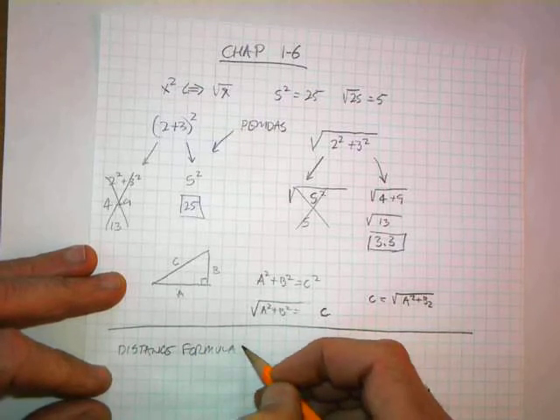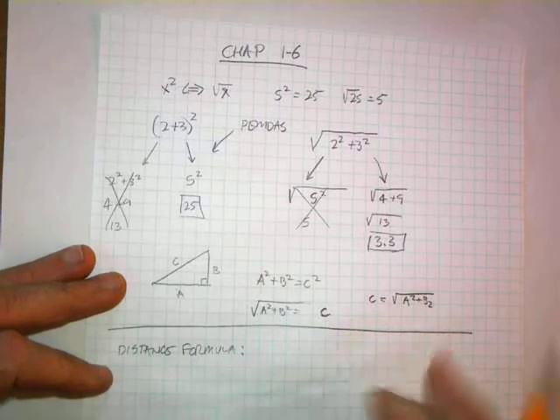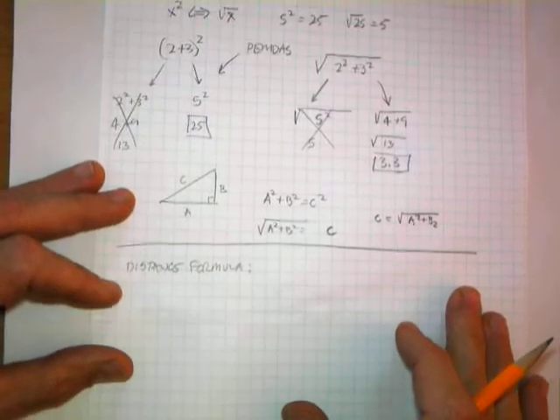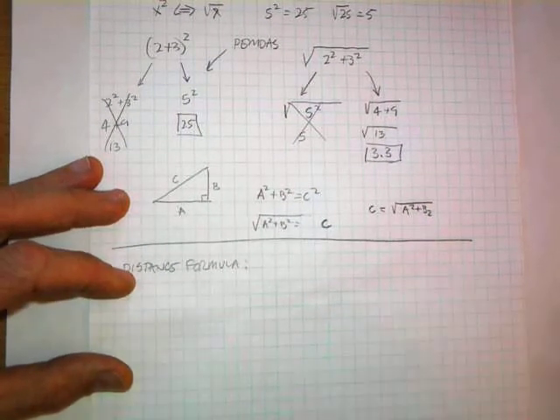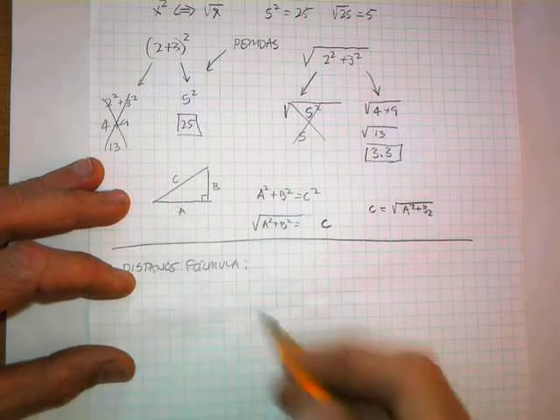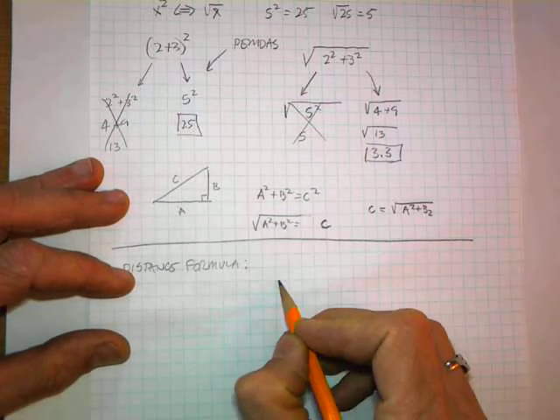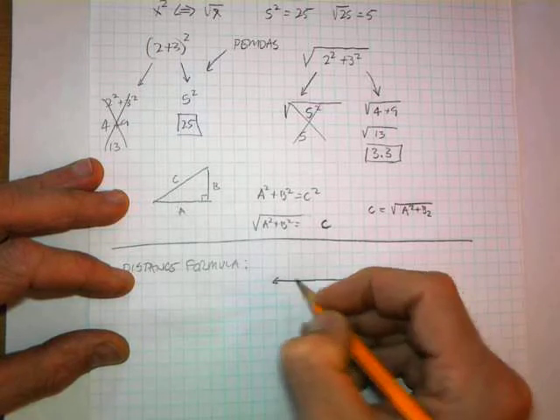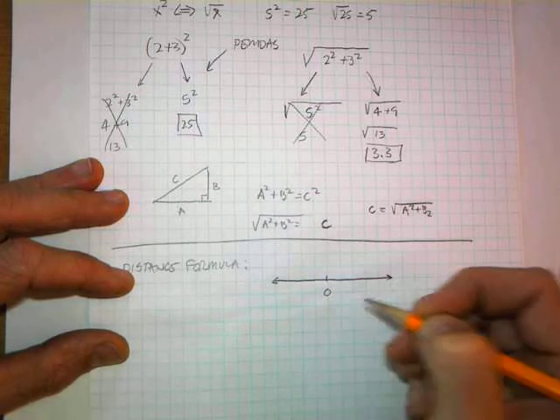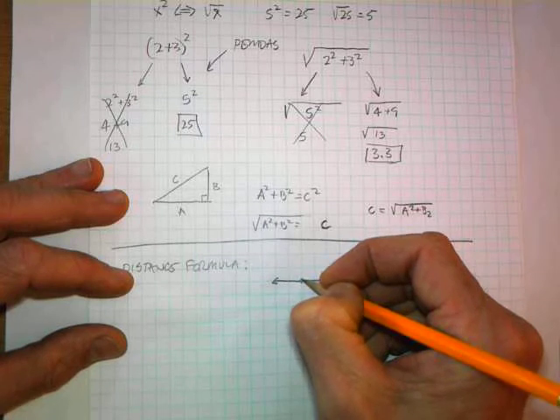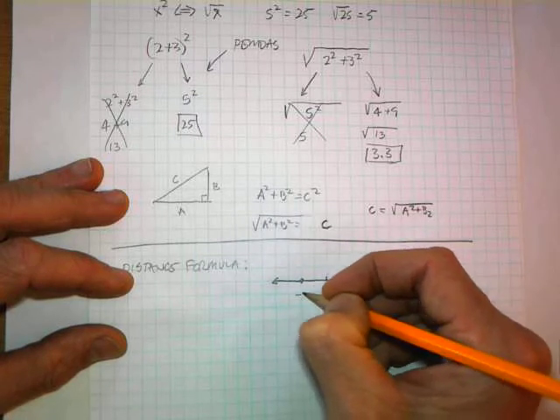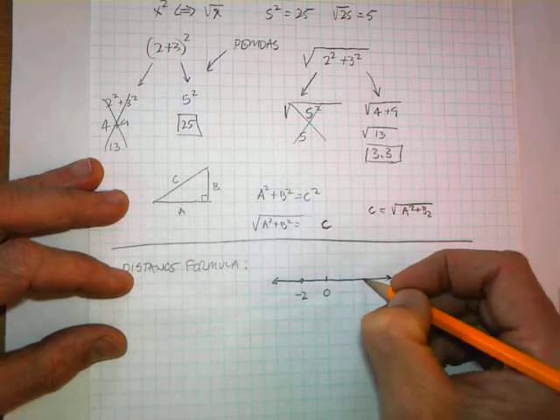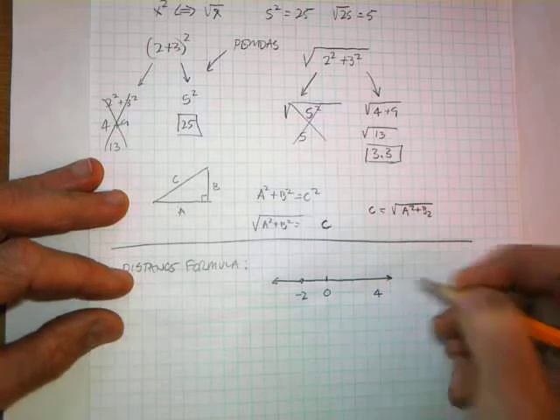Okay, so this is not in the book, but this is something that will help you understand it a little bit better. So the distance formula is this idea that if you have a number line, and let's say we're going to call this the 0, and let's just put 2 points here. We're going to call this -2, 1, 2, 3, 4. We're going to call this 4.